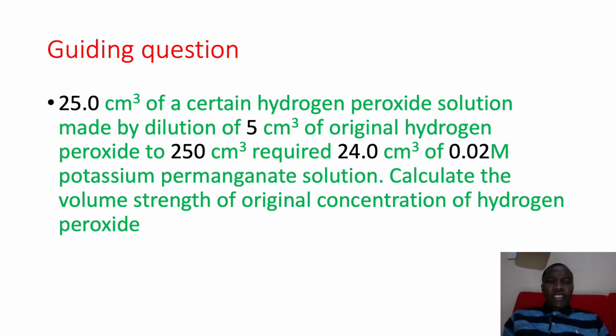25 centimeters cubed of a certain hydrogen peroxide solution, made by dilution of 5 centimeters cubed of original hydrogen peroxide to make 250 centimeters cubed, required 24 centimeters cubed of 0.02 molar potassium manganate 7 solution. Now, we are requested to calculate the volume strength of the original concentration of hydrogen peroxide. But first of all, we're going to start by looking at what volume strength actually means.